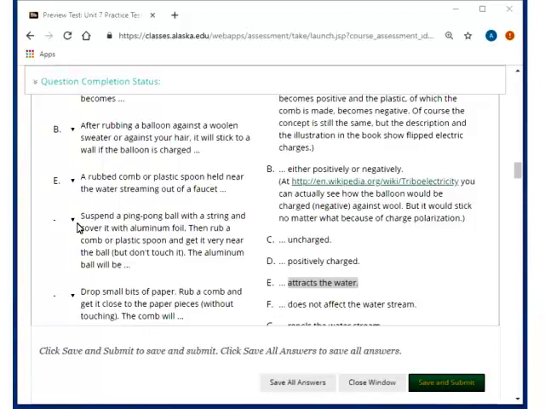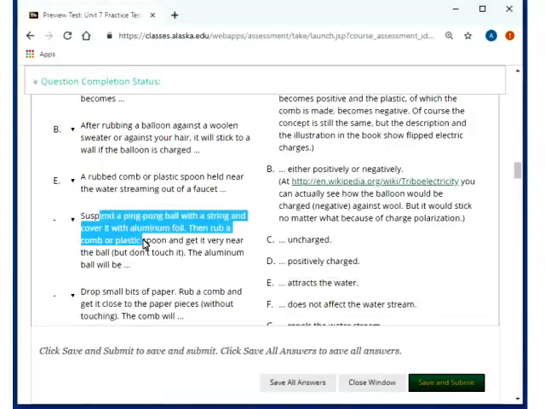but just near it. Suspend a ping pong ball with a string and cover it with aluminum foil. Then rub a comb or plastic spoon and get it very near the ball.